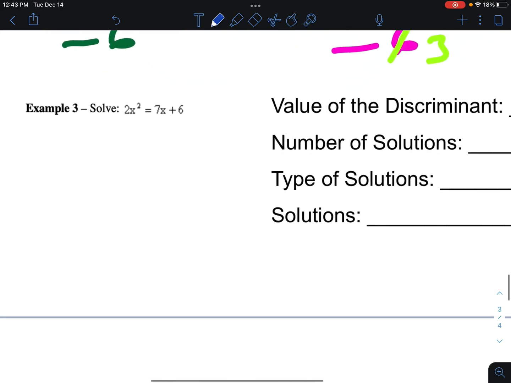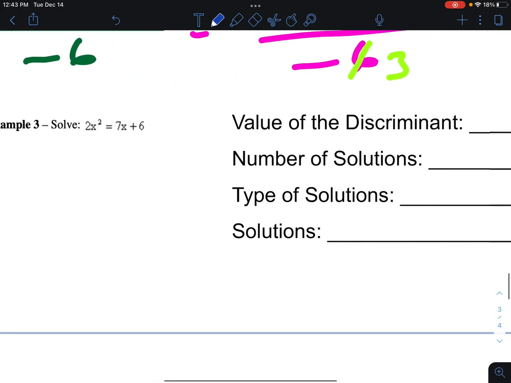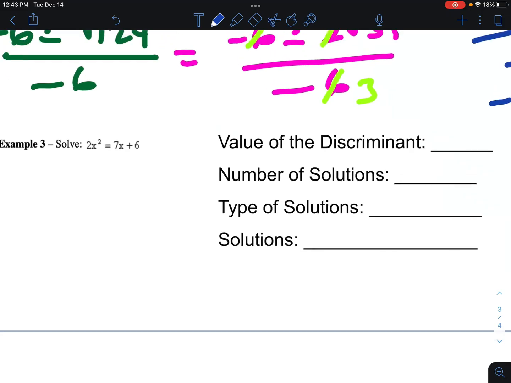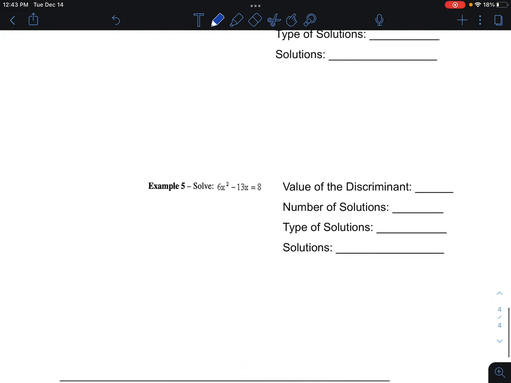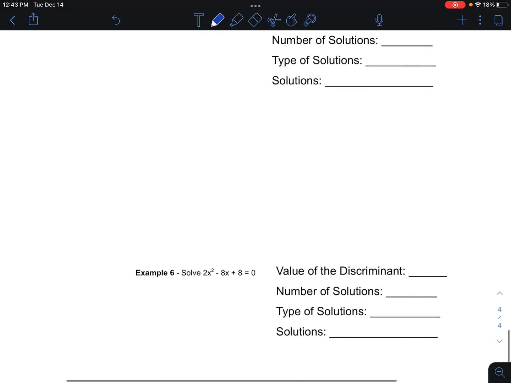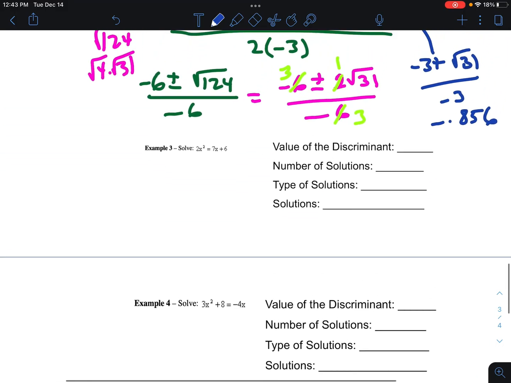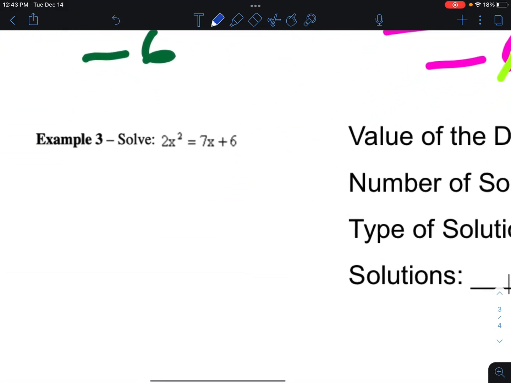All right. I'll do one more, and then you can try the next 3 out on your own, and then I will go over them for you. Okay? All right, first things first, let's get everything on one side.